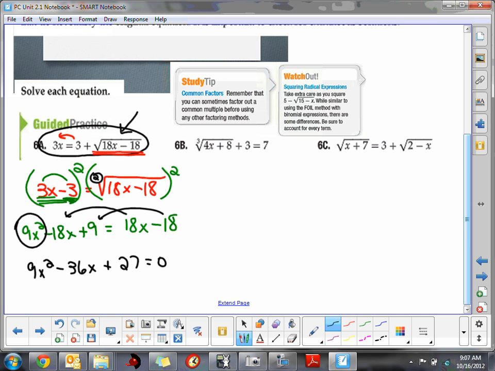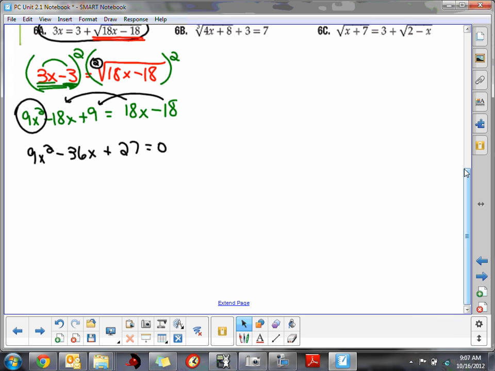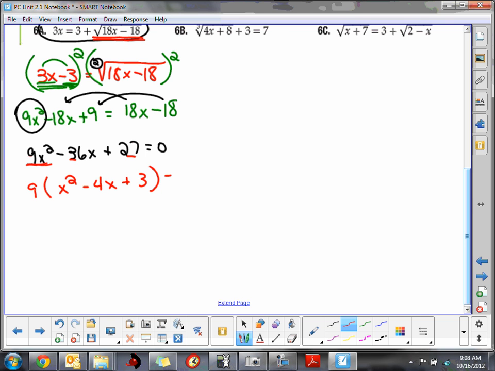One of the things I noticed about this equation right away is every one of these numbers is divisible by 9, so we can help improve our position by either factoring out a 9, or in this case I can divide through the whole equation by 9. I'm going to just factor it out here, so I'm going to take out a 9. We'll have x squared minus 4x, then plus 3 equals 0. And now we have some decisions to make. See if we can find any ways that we could factor this. Are there any factors of 3 that add up to a negative 4?